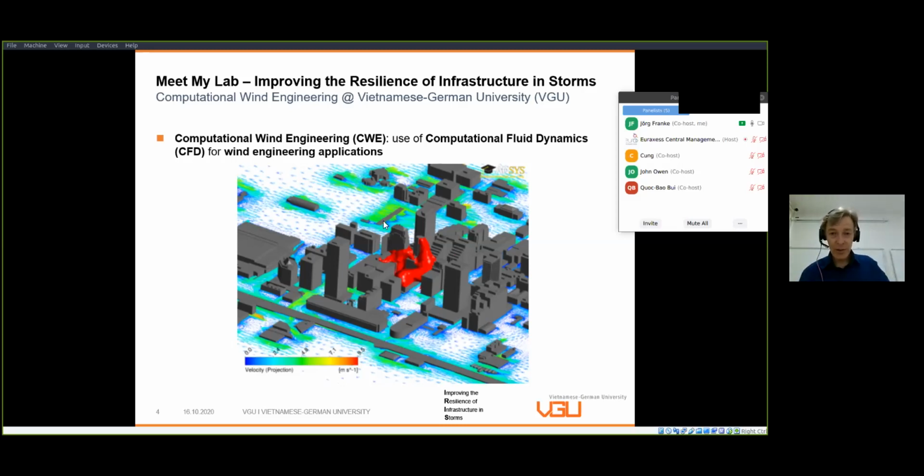And here's an example, Oklahoma city center, where you see, first of all, close to the ground, the pedestrian winds at 2-meter height.